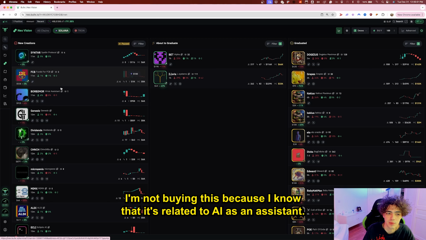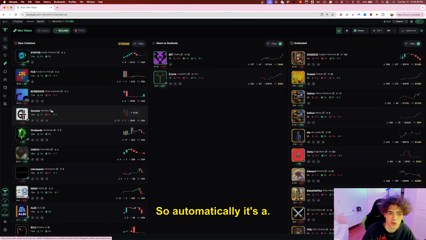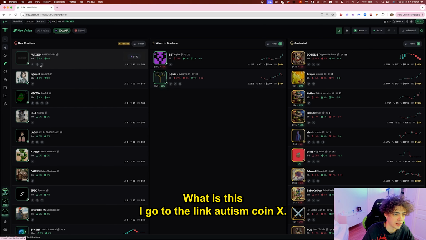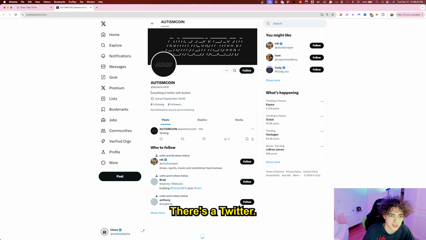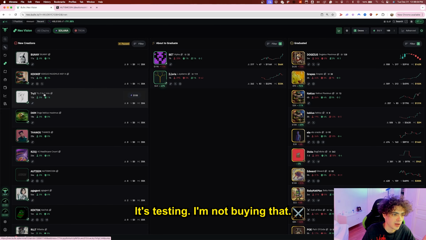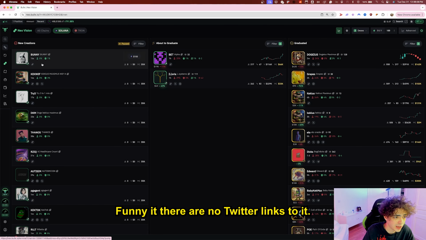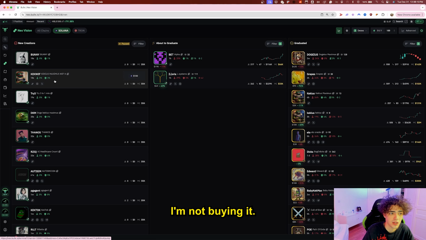I'm not buying this because I know that it's related to AI as an assistant and the dev has 0%. So automatically it's a no. I'm looking at Autism Coin. What is this? I go to the link, Autism Coin Next. There's a Twitter. It's testing. I'm not buying that. There's nothing special about it. It's not really that funny. Whatever. Bunny, there are no Twitter links to it. I'm not buying it. Kekius Maximus.